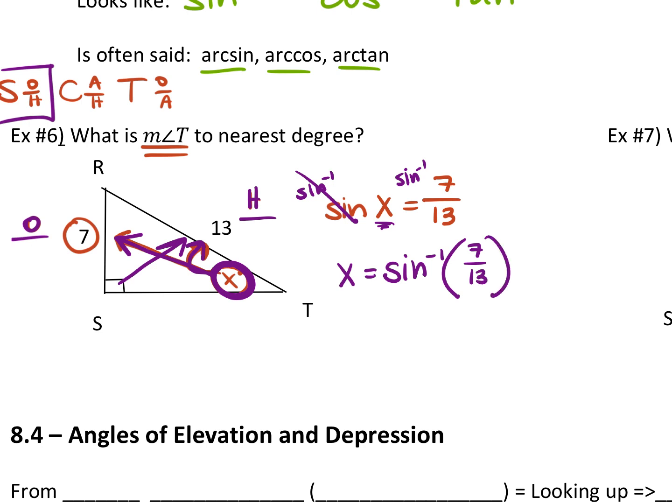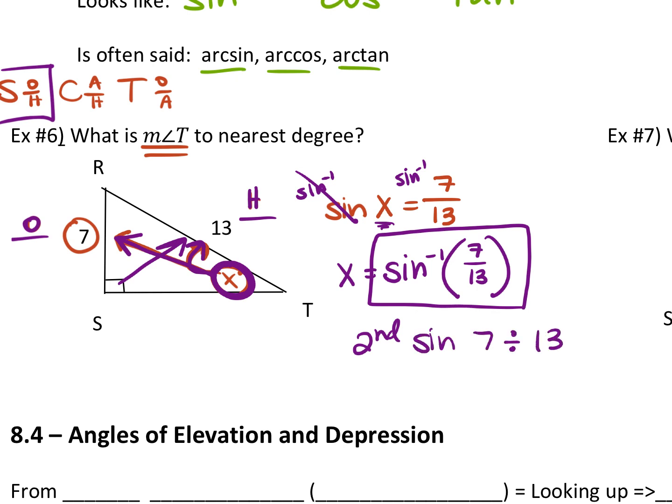Now try to plug that into your calculator. So you're going to go second sine, and then 7 divided by 13. So just type this in how you see it. You're going to hit second sine 7 divided by 13. Type that in. Make sure you get 32.5.